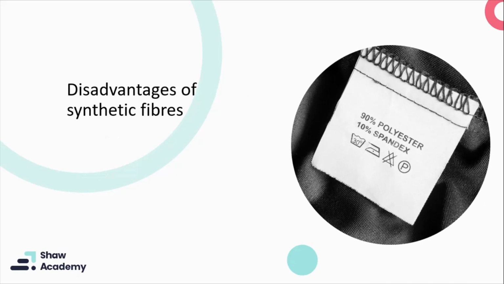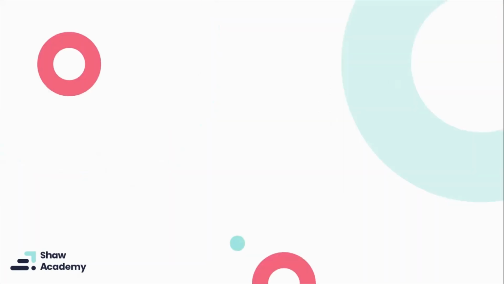A big disadvantage of synthetic fibers is that it does not absorb moisture well, which means it traps heat in our bodies, making it a terrible choice for summer. Synthetic fibers may also feel rough, making it uncomfortable to wear.